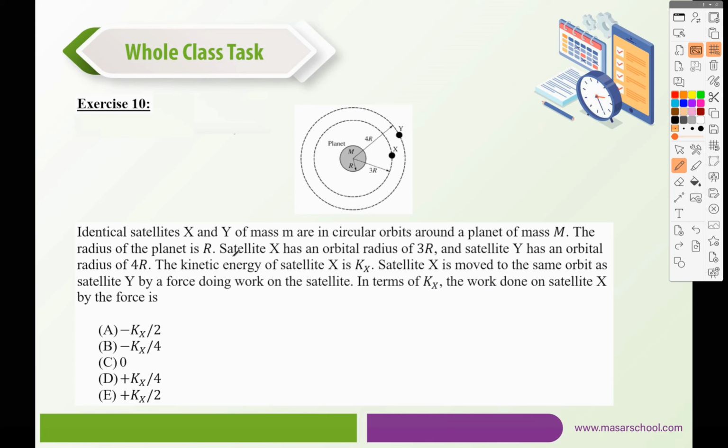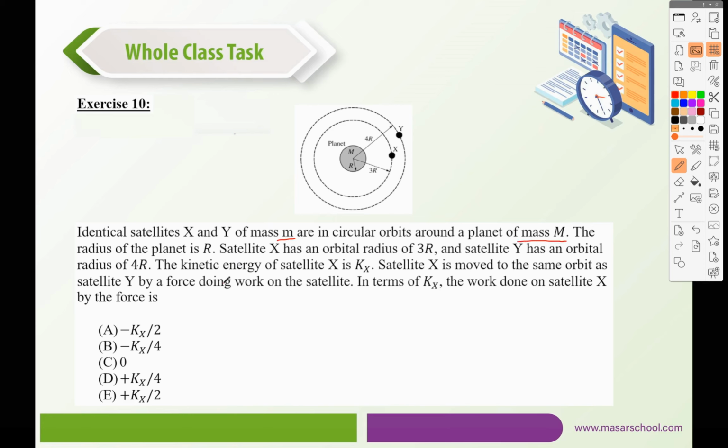Now, identical satellites X and Y of mass m are in circular orbits around a planet of central mass. So we have the same given again. The radius of the planet is r. Satellite X has an orbital radius of 3r. Satellite Y has an orbital radius of 4r. The kinetic energy of X is kx.